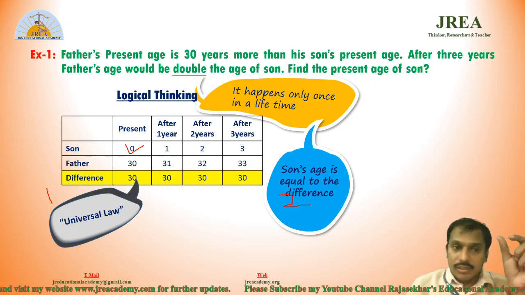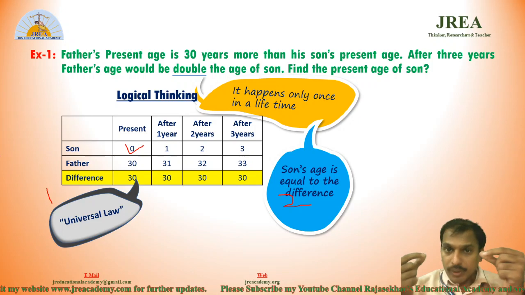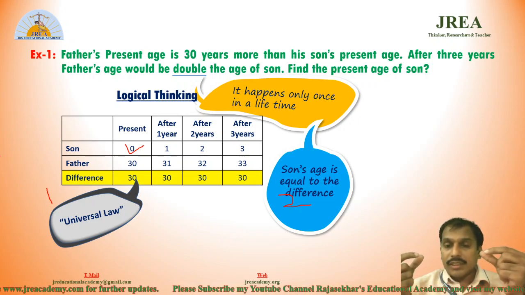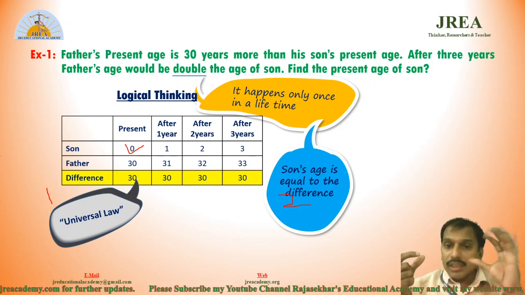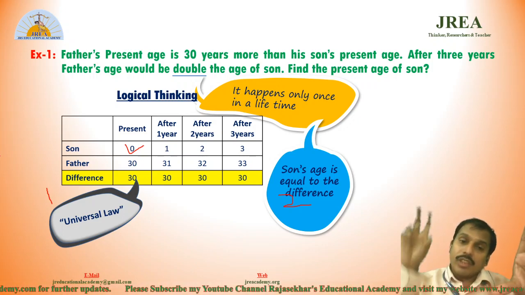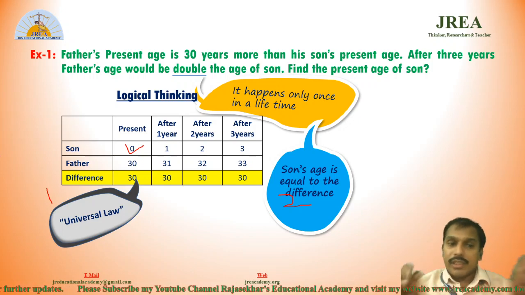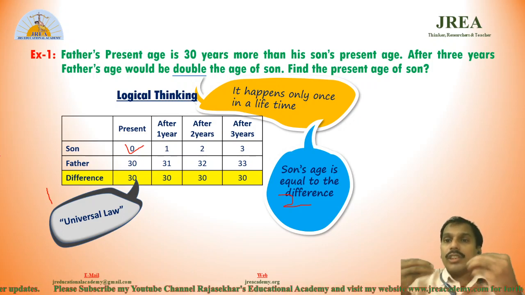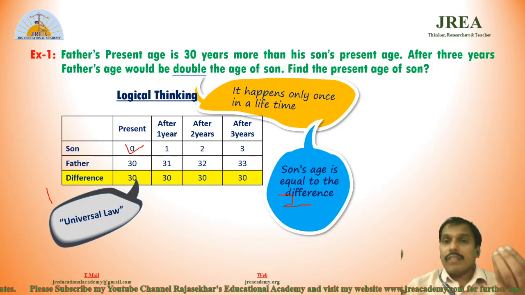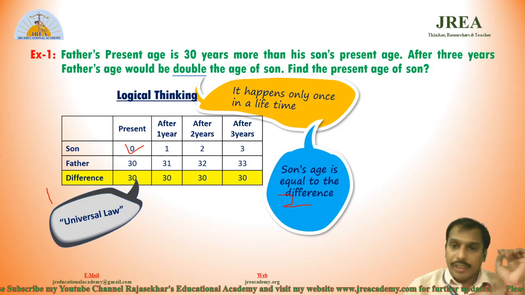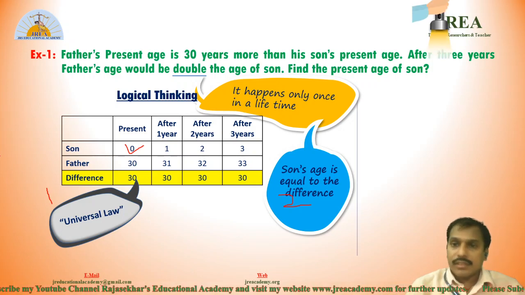So the first one is, the difference between the ages of any two persons is constant. The second one is, double the age of the son is reached if the son's age is equal to the difference of the ages of the two persons. Based on these two logics, if you apply them, you will get the value in 5 to 10 seconds. See how it is. The aptitude solution is like this.